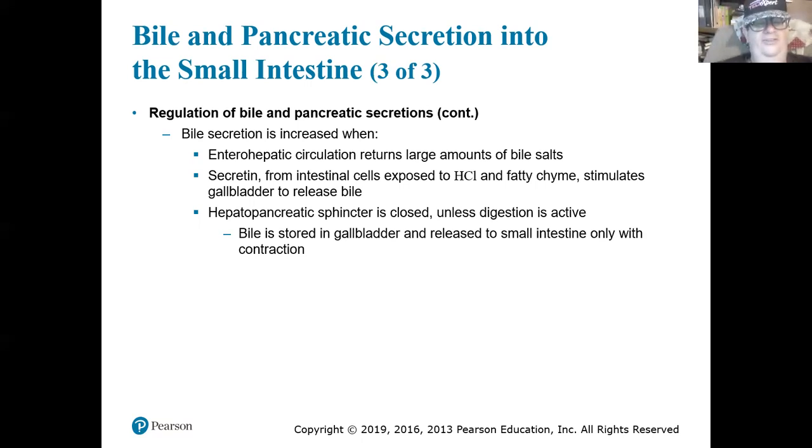Anyway, bile secretion is increased when large amounts of bile salts are being returned. Secretin from the intestinal cells is exposed to hydrochloric acid and fatty chyme. In other words, we're squirting things through the pyloric sphincter. That will stimulate the gallbladder to release bile. The hepatopancreatic sphincter is closed unless we're doing digestion. Bile is stored in the gallbladder and released to the small intestine only when we contract the gallbladder.